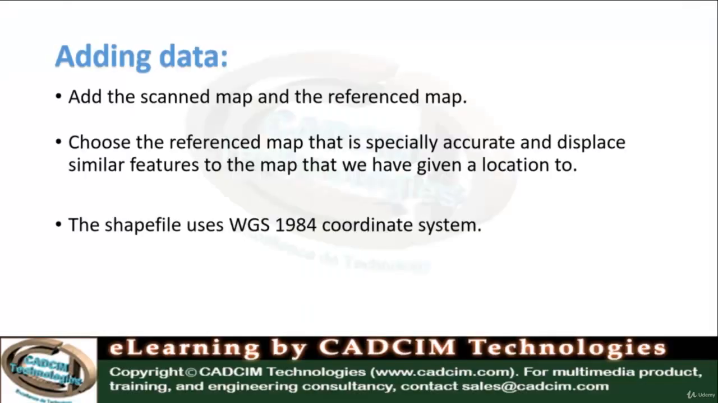Our next step will be to add the scanned map and the reference map. We'll choose a reference map that is spatially accurate and displays similar features to the map that we will give the location to. In this example, I am going to use the outline of Gujarat state that will go with the map. As the shapefile uses the WGS 1984 coordinate system, this is going to work well with the scanned map, because that is the coordinate system we used to create the map.